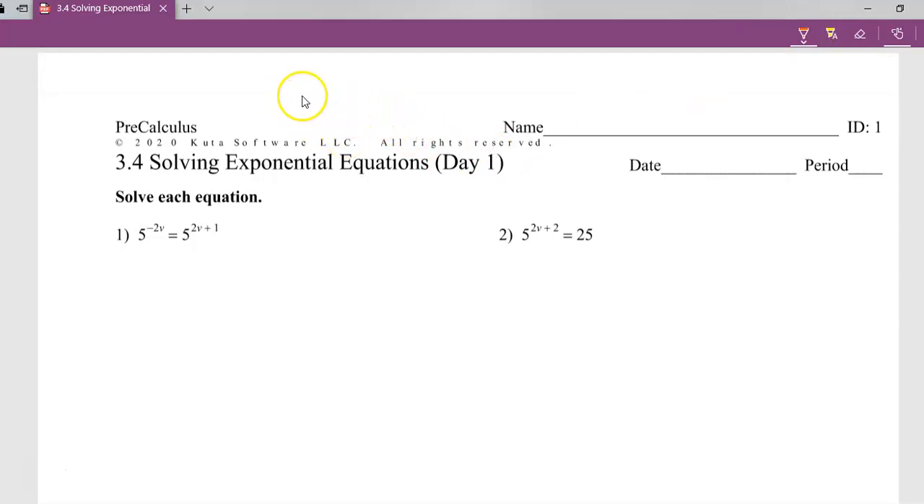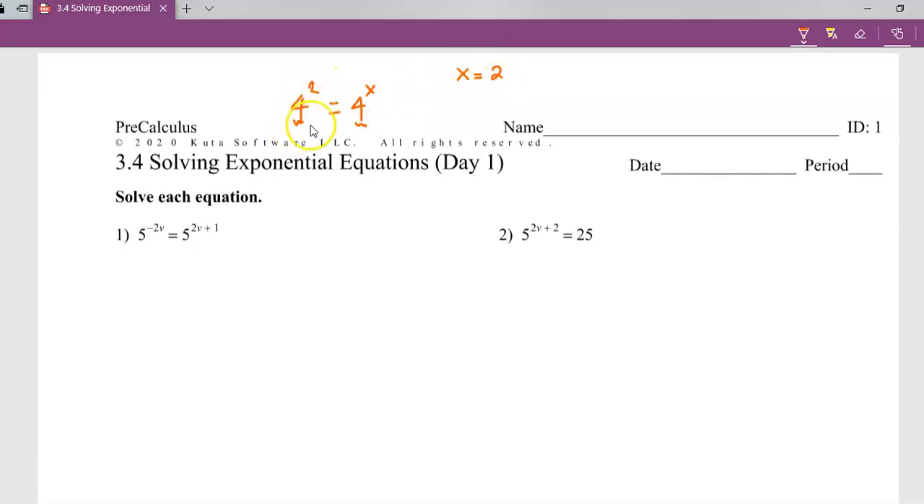So let's say I have 4 squared equals 4 to the x power. They both have this 4 down here. If 4 squared is going to equal 4 to the x power, then I know that x has to be 2, right? Because 4 squared is 16. In order for this to equal this other side, the x would have to be equal to 2.